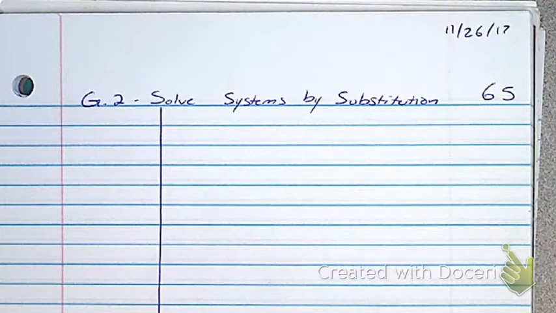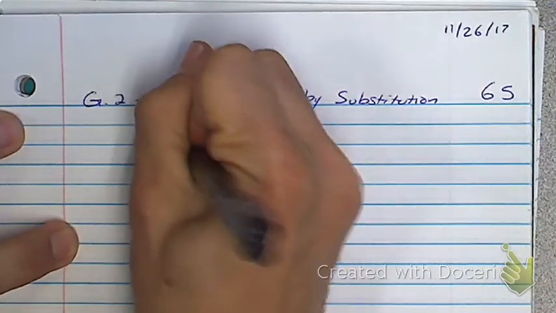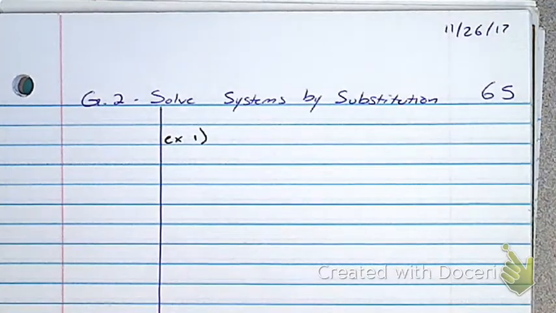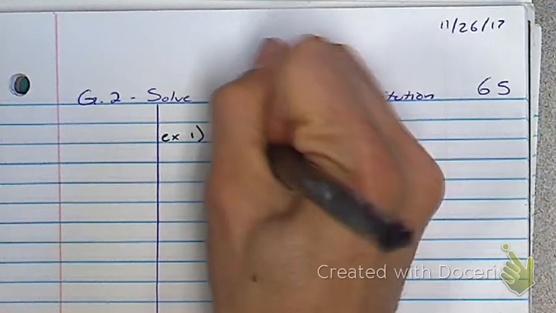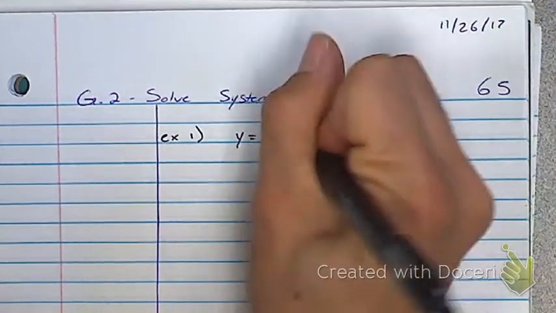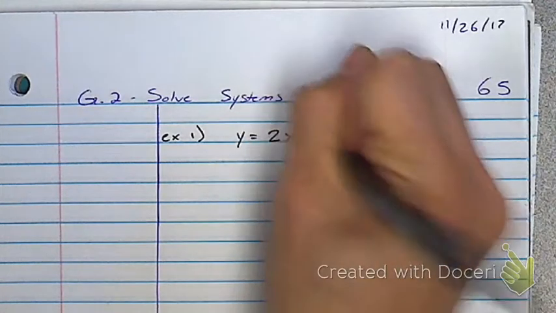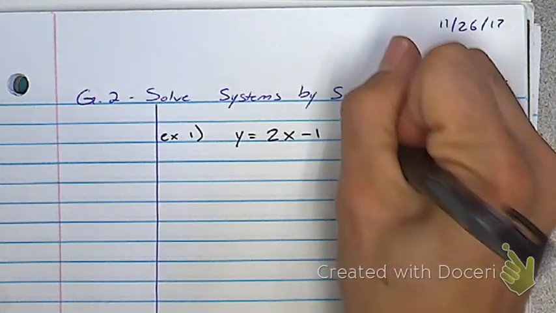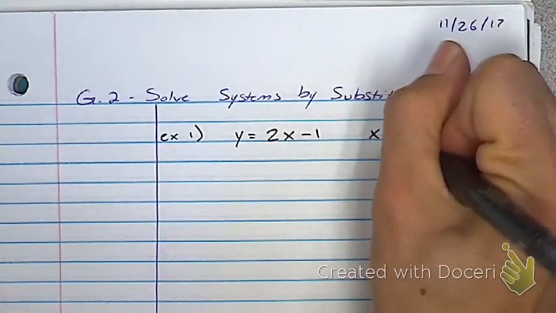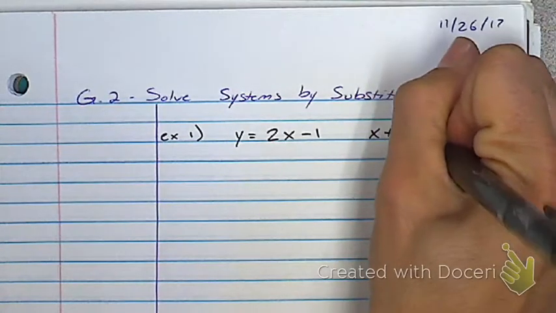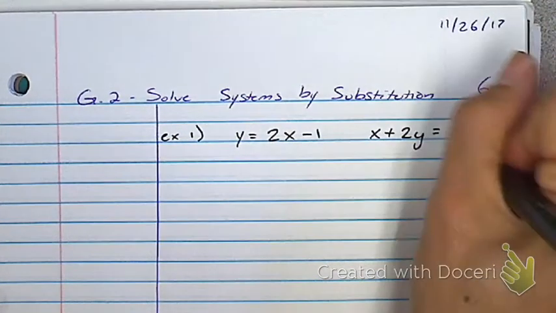So, talking about substitution. I'm just going to go through example after example and kind of start writing notes down on the side. So example 1. y equals 2x minus 1 and x plus 2y equals 8.